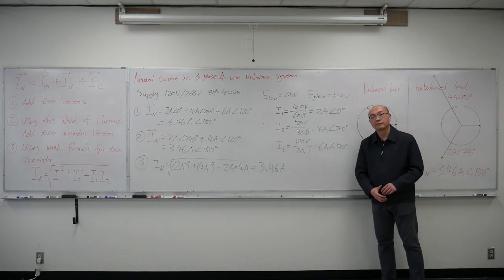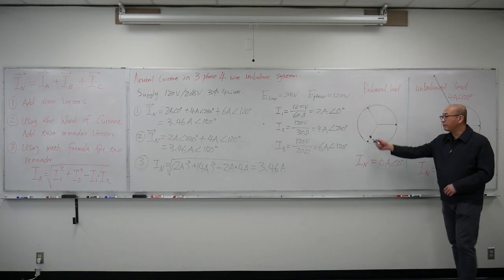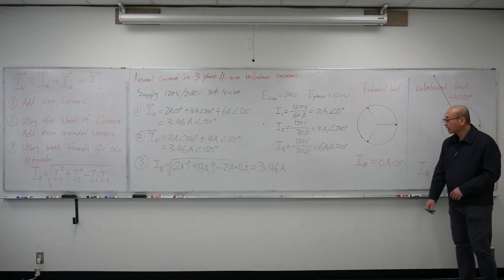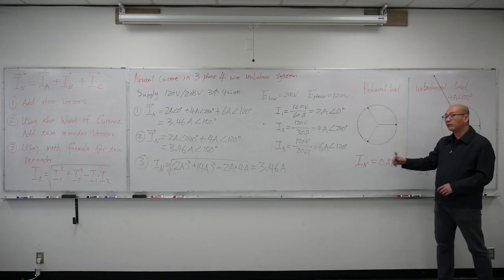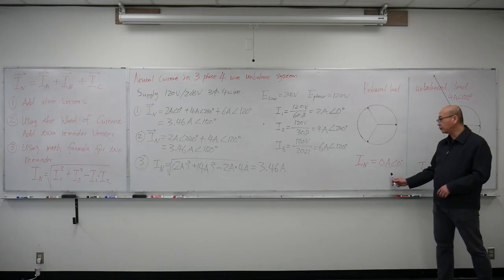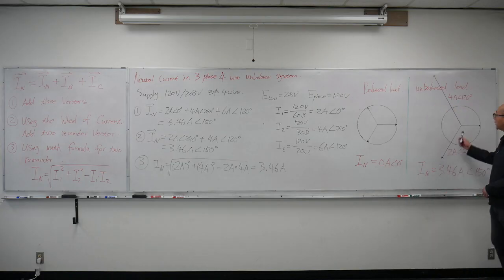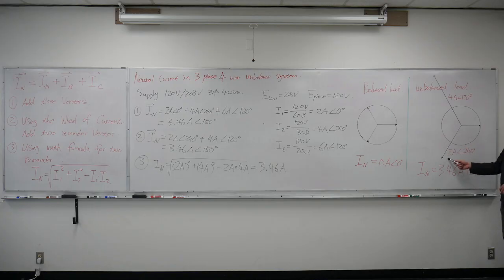at 120 degree. Last lesson we showed that if we make a wheel for the current, when it's balanced, nothing is going to stick out of the wheel, and we have a neutral current equal to 0 amp. If we have an unbalanced system, we base the wheel on the minimum amount of current, then for anything outside the wheel, we subtract the number inside the wheel to get the remainder of the current. So we did 2 amp at 240 degree and 4 amp at 120 degree.